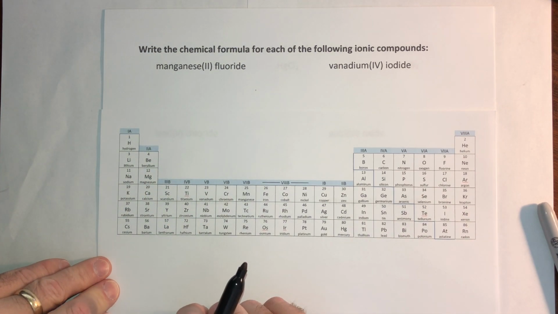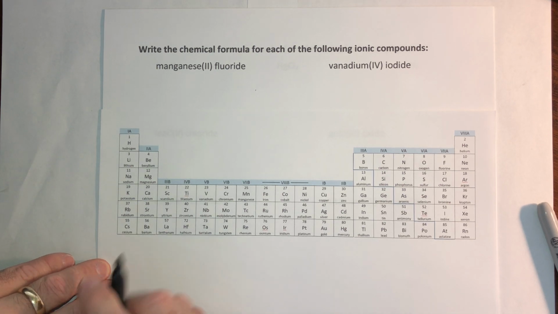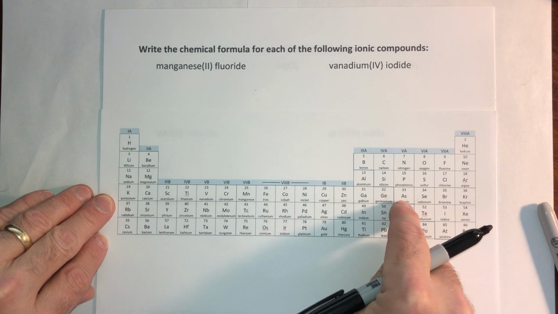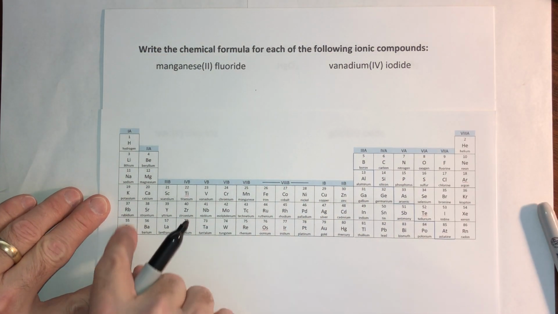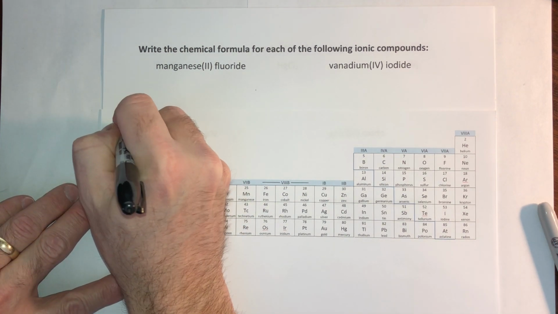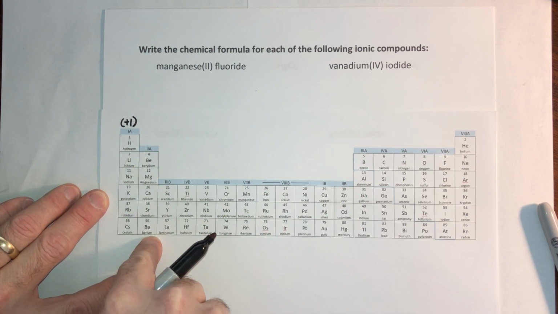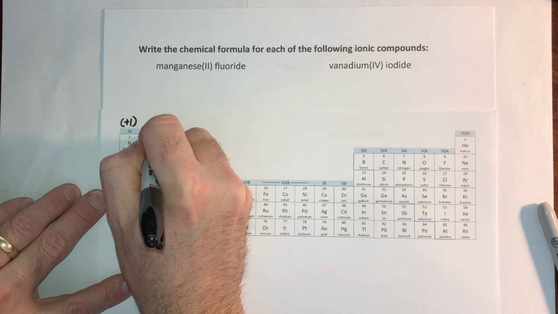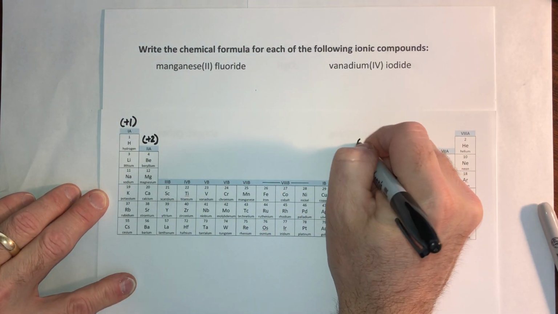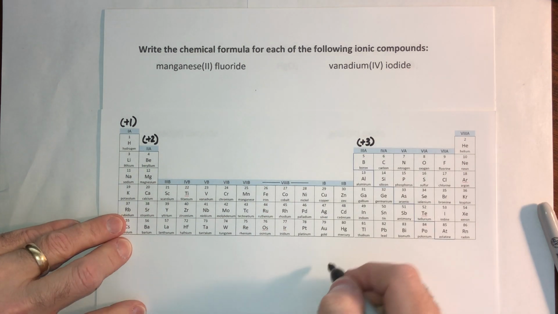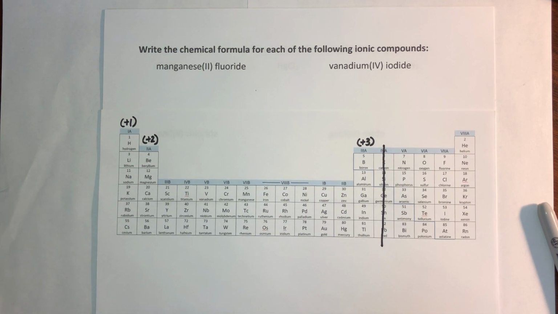Now, if you have watched the first video on naming ionic compounds and writing their formulas, you'll see that for the A elements, we like to write the charges that they're going to have right above the column. So group number 1 likes to have charges of +1. Group number 2, when they form ions, like to have charges of +2. Group number 3 likes to have a charge of +3.